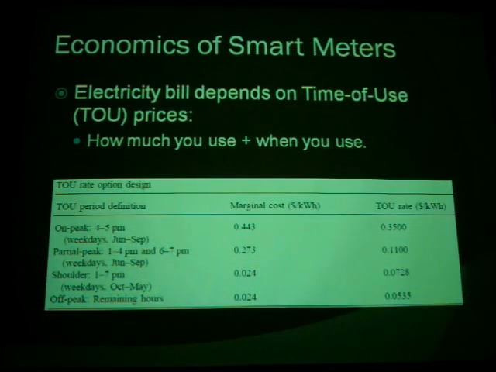Now we will talk about the economics of the smart meter. What the smart meter brings into effect is that billing is time of use. So it depends on how much you use and what time of the day you use it. As the table shows, the price of the time of use rate varies significantly, from 35 cents at peak time hours to 5 cents at off-peak time hours.